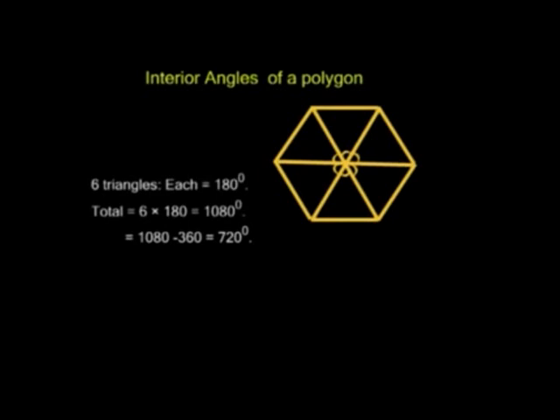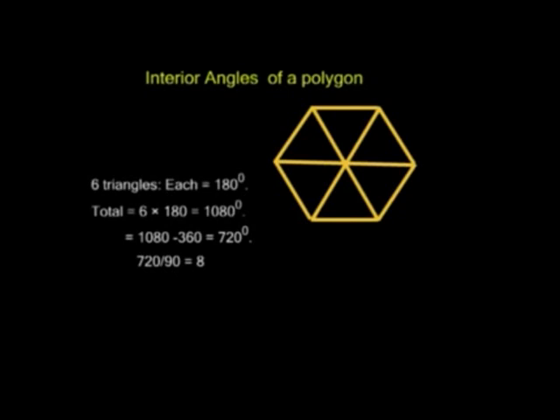Now let's look at something out of nowhere and divide this sum by 90 degrees. We have found 720 to be the total sum of the interior angles of a hexagon. So if we divide 720 by 90, we get 8. In general, if a polygon has n sides, there are 2n minus 4 right angles.